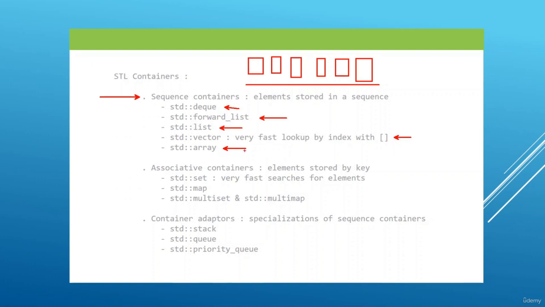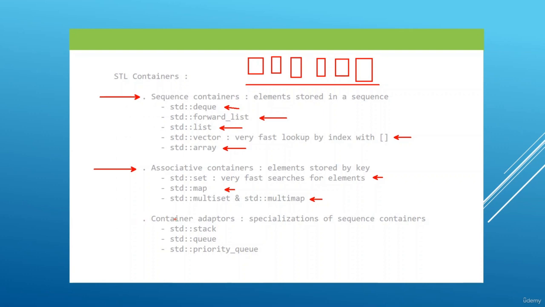We have std::array. We also have associative containers, which are going to be mapping pieces of data together. We're going to see how this works when we learn about these in a minute. We have std::set, std::map, std::multiset, and std::multimap. So we're going to also have a chance to learn about these.